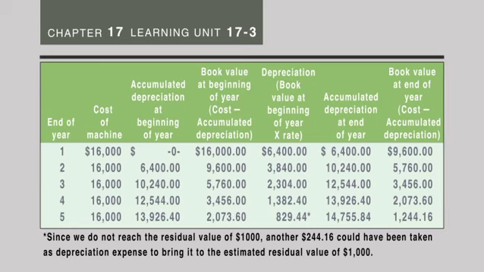And again, in year 5 you have to be careful, because in year 5 we start at $16,000. We carry over the old accumulated from last year of $13,926.40. We carry over the old book value, the ending figure, of $2,073.60. But if you multiply that times 40%, we're going to have a problem and go below what? Residual? So here's the key point. Since we do not reach the residual value of 1,000, another $244.16 could have been taken as depreciation expense to bring the residual up to 1,000. In other words, we have some flexibility in the last line to actually take additional depreciation if need be.